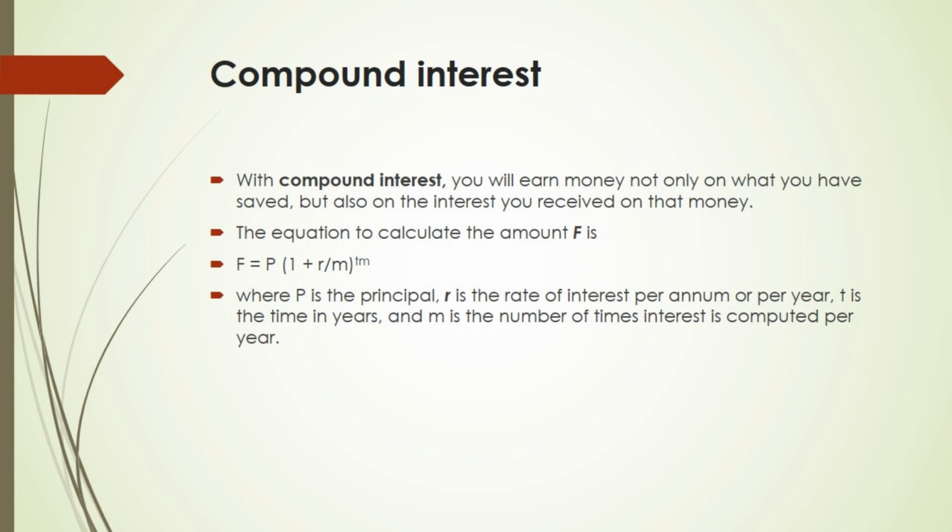Where P is the principal, R is the rate of interest per annum or per year, T is the time in years, and M is the number of times interest is computed per year.